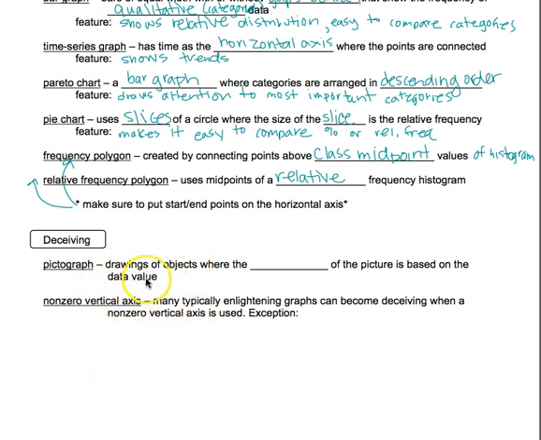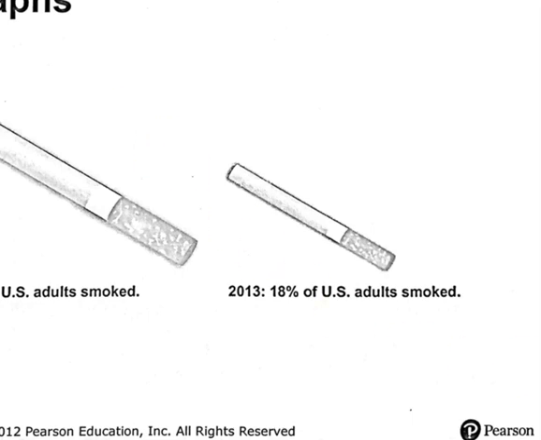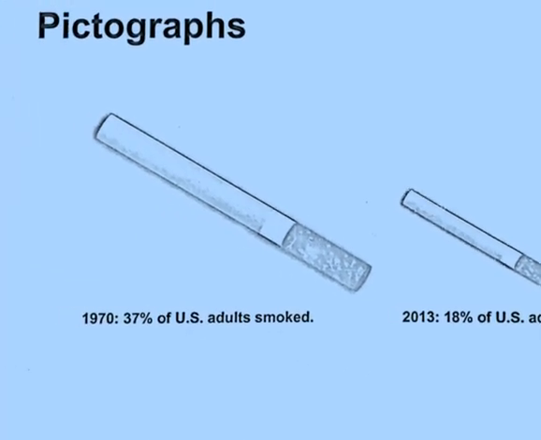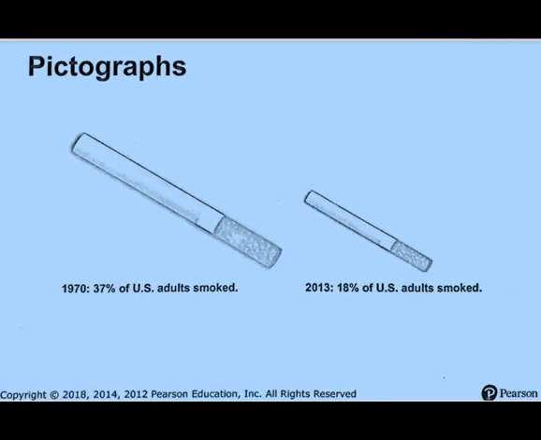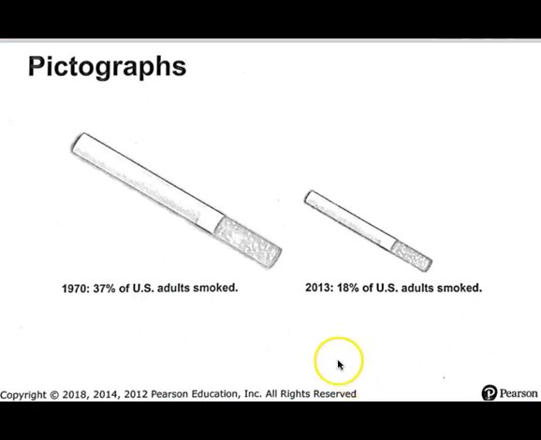A pictograph is where we have drawings of objects where the size of the picture is based upon the data value. So I'm going to give an example here from your book. Let me just pull it up here and adjust my size. So this is an example of a pictograph. So we've got some information, some stats down here, some data, and then we've got a picture that goes with it.